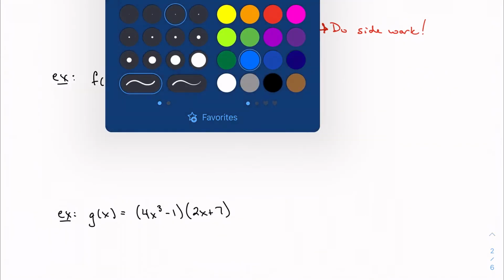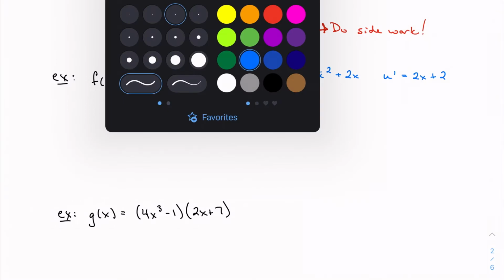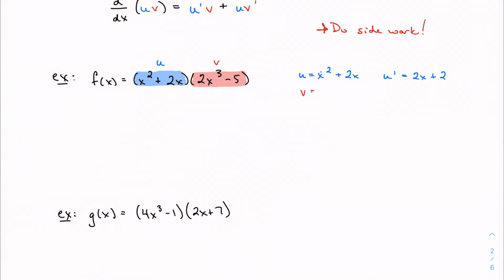And off on the side, like I said, I like to prepare my pieces first. So u is x squared plus 2x. Well, I need to find u prime as well, and the derivative of that is just 2x plus 2, using the power rule. And then, again, v is 2x cubed minus 5. V prime is just 6x squared, again using the power rule. And now all the pieces that I need are right in front of me.